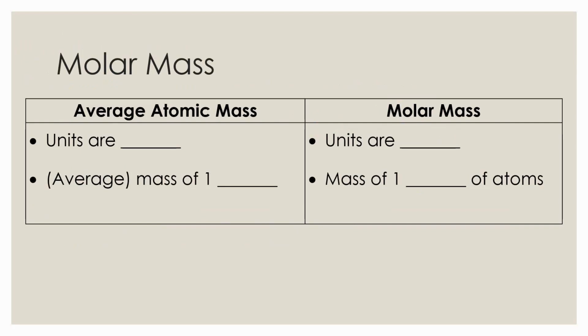So average atomic mass, we learned on day 1 of the unit, the units are AMU, atomic mass units. And when you're talking about elements in terms of AMU, you're talking about the mass of 1 atom of that element. Versus molar mass, the units are grams per mole. When you're talking about the molar mass of an element, you're talking about the mass of an entire mole of atoms. So they're on completely different scales. Average atomic mass, 1 single atom. Molar mass, a mole of atoms, which sounds like a lot, but keeping in mind how tiny they are, a mole is actually kind of a manageable amount of stuff.